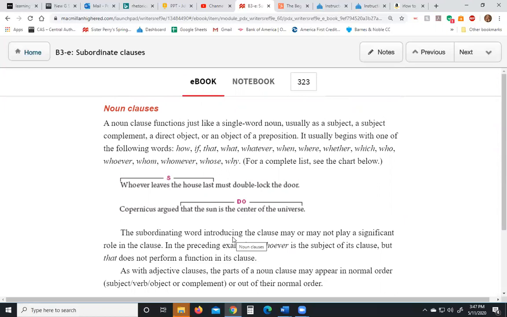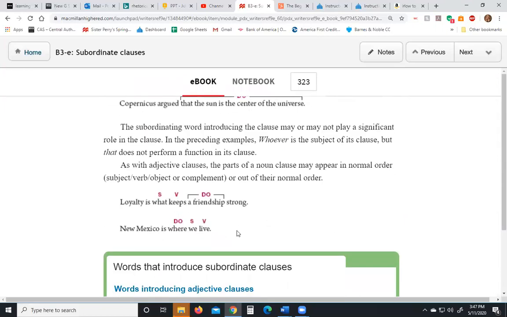Whoever leaves the house last, that's our subject. Okay, whoever being the simple one, but whoever leaves the house last must double lock the door. So must double lock is our verb right there. Copernicus argued that the sun is the center of the earth, not the earth, excuse me, the center of the universe. So this is our direct object. As you can see, there's no punctuation needed for these. Same as before, we don't need to do this.